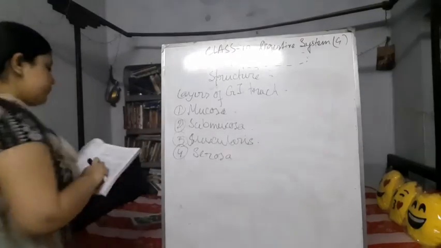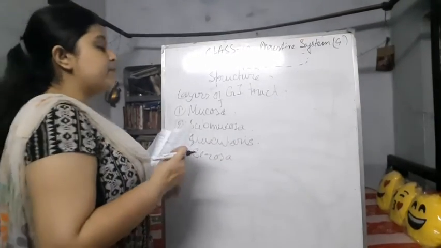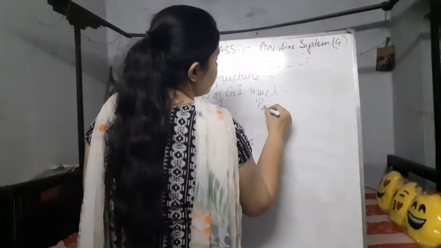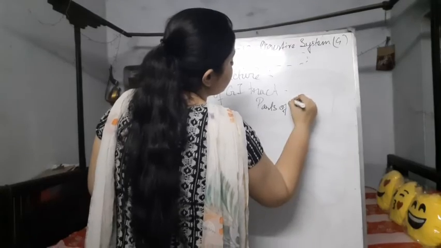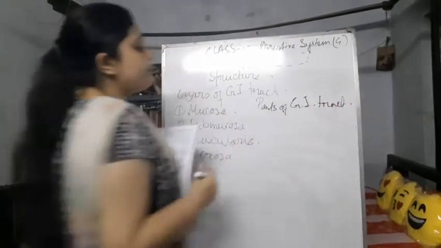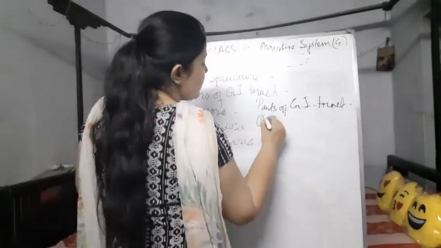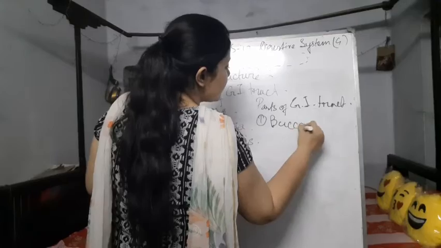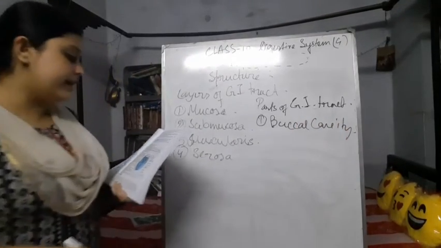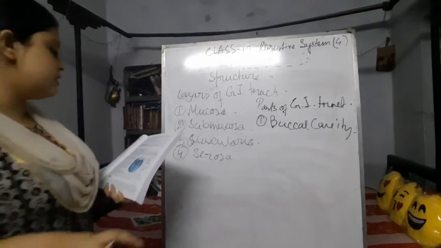In the next, we will learn about the parts of the GI tract, or parts of the digestive canal. Parts of the GI tract. So very first, we will learn about the mouth or buccal cavity. What is the first part? Buccal cavity. Here the cavity is bounded by muscles and bones.